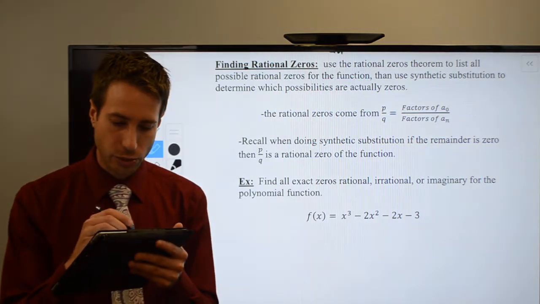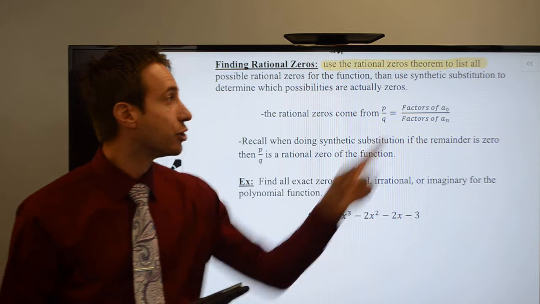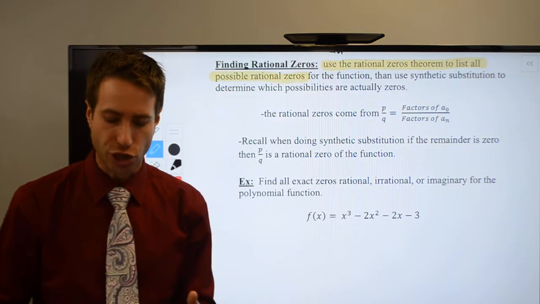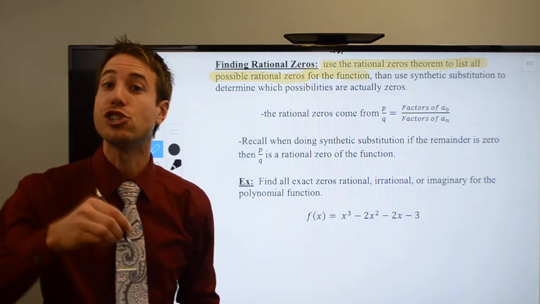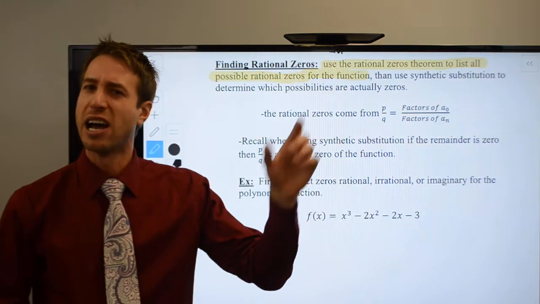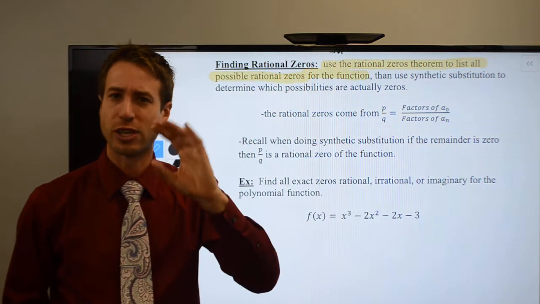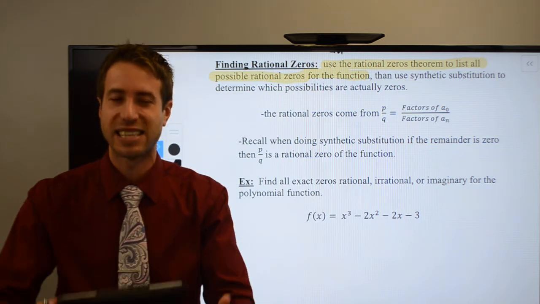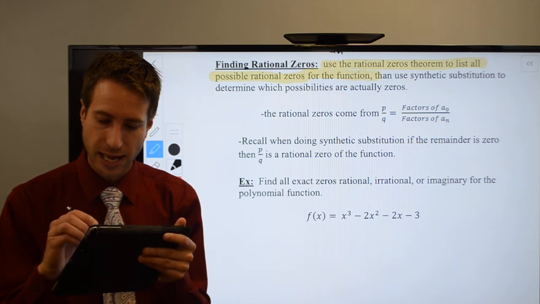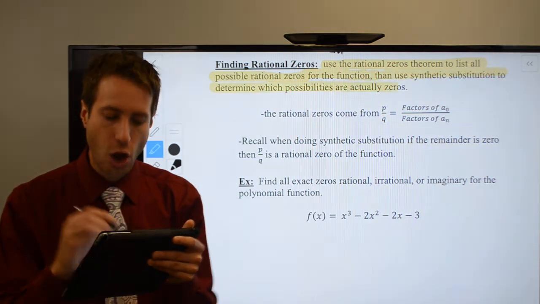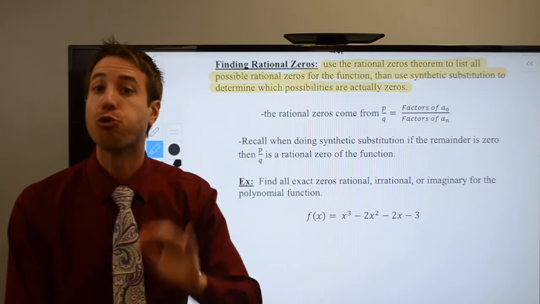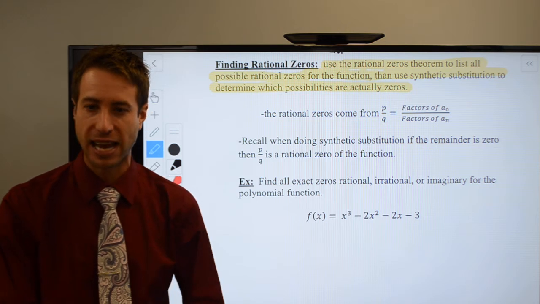We are going to use the rational zero theorem to make a list of all possible rational zeros. That's what we just practiced. Now, once you have the list, you will then use synthetic substitution, which I showed you on the previous page of the notes when I showed you previous problems we've done. We use that synthetic division to find a factor. That's what we're going to do. Use synthetic substitution to determine which possibilities are actually zeros. So we're going to go through that list and find the ones that actually work.